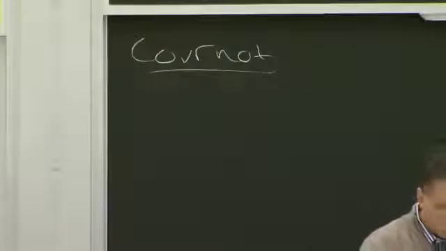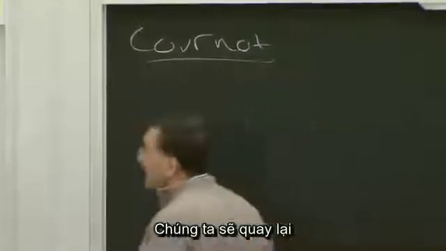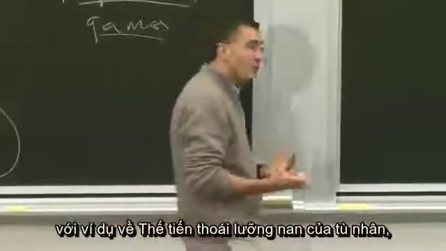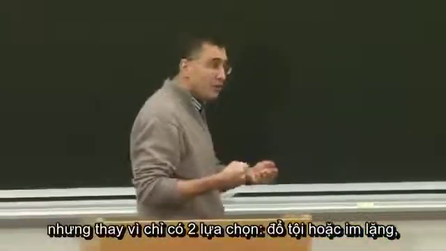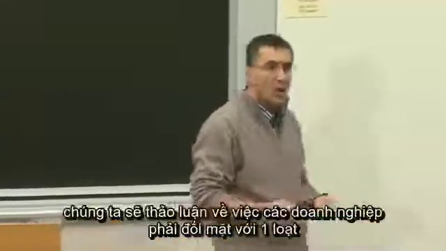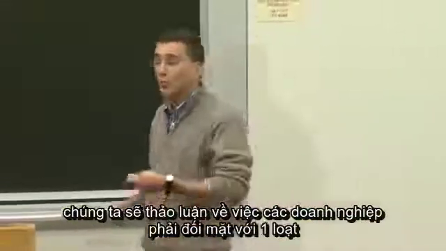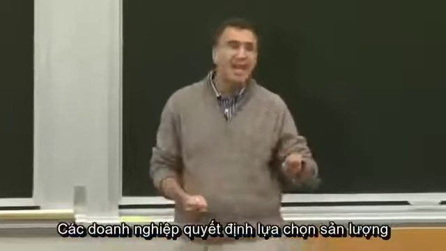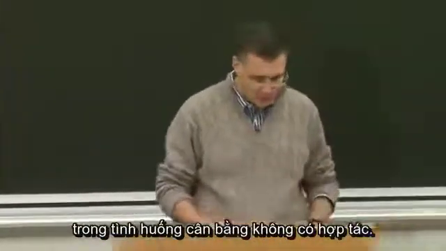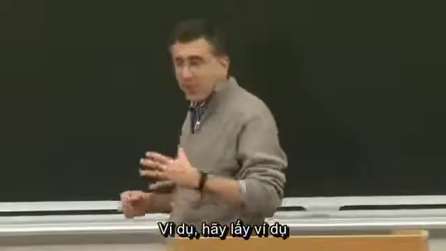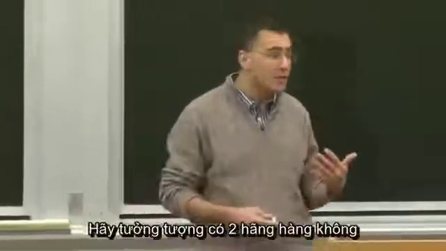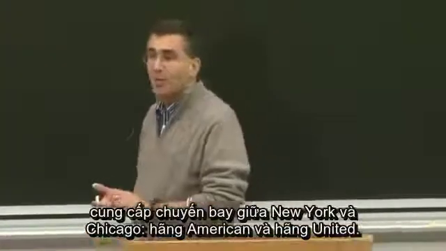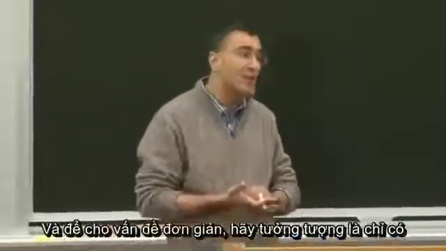The way we're going to do this is we're going to return to the example we had with the prisoner's dilemma. But instead of just facing 2 choices, talk or not talk, we're talking about firms facing a whole continuum of choices, firms choosing how much they produce in a non-cooperative equilibrium situation. So for example, let's take the example used in the book. Let's imagine there are 2 airlines that fly between New York and Chicago, American and United. And let's imagine for simplicity those are the only 2 airlines.